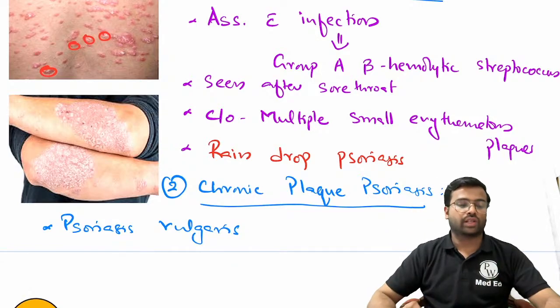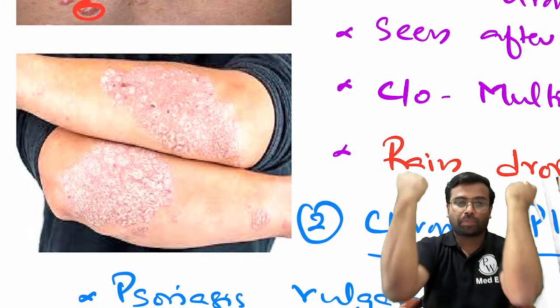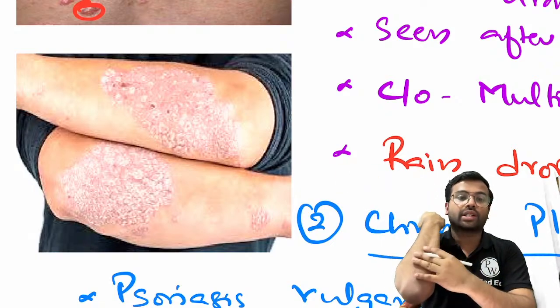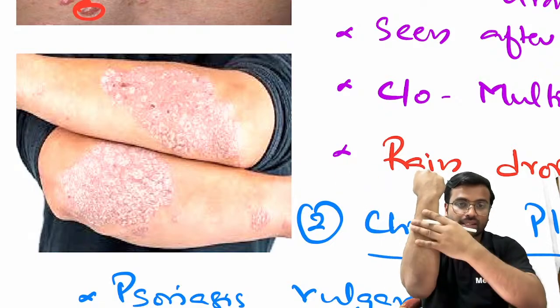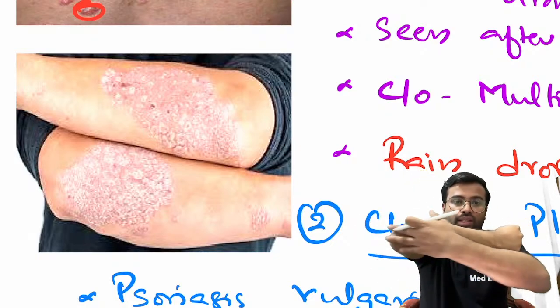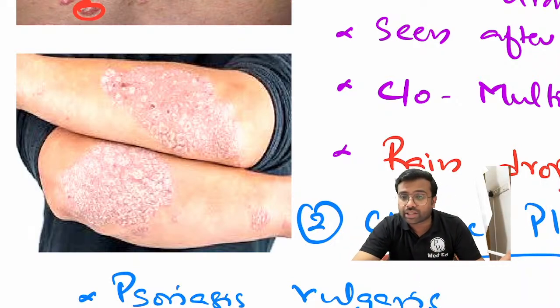Now in this image, I'm just zooming this image for you. Where do you find this lesion here? The patient is having these lesions over which surface? Is it flexures or extensors? In this surface, you are having the lesions. And this lesion, what is it called?